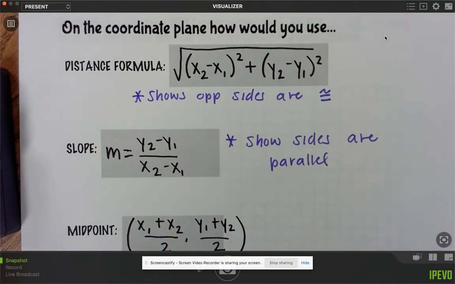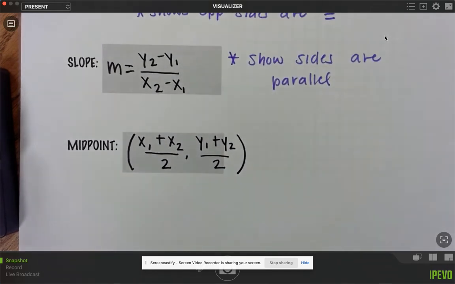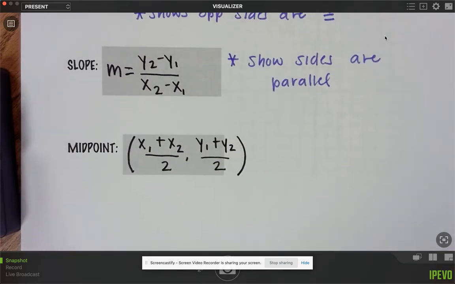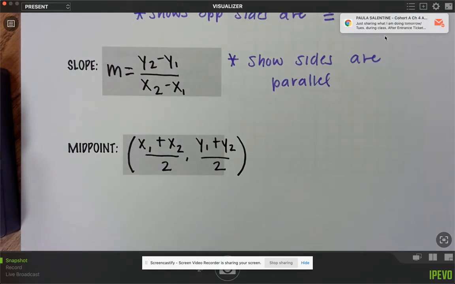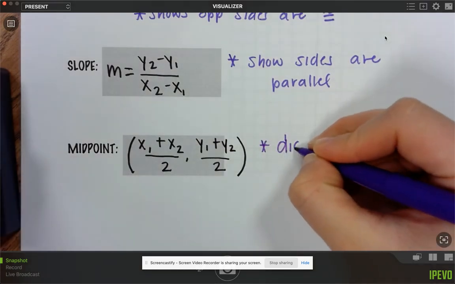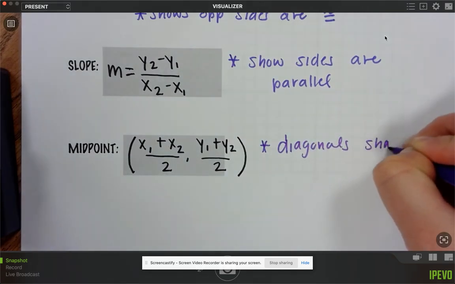And then our last one here, midpoint. Why would you use a midpoint? So again, if you think of your properties, the only one that kind of makes sense would be that your diagonals bisect each other, right? And if you remember from our previous video lesson, they would share a midpoint. So this would show that your diagonals share a midpoint.